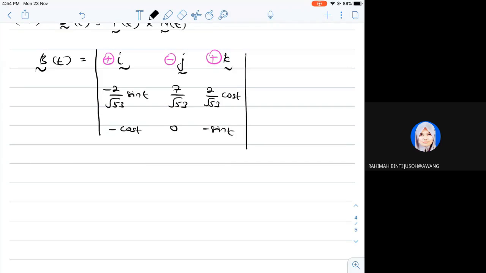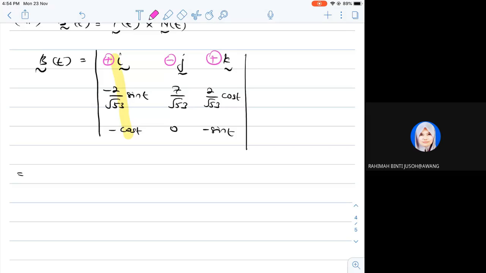Now let us proceed with this calculation. As usual, we close the first column. Now we are crossing the second and third columns. So 7 over square root 53 multiplied by negative sin t. So we will have negative 7 over square root 53 sin t minus 0 times 2 over square root 53 cos t, which is 0. So we have i, and then put minus, open the bracket again.